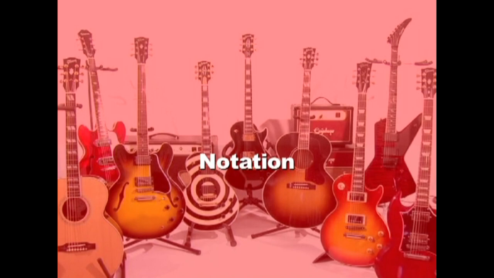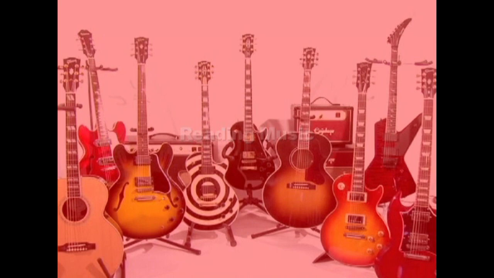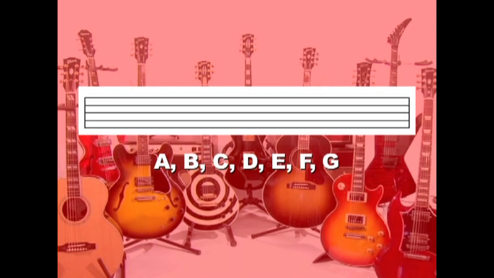Music is traditionally written on a staff. A staff consists of 5 lines and 4 spaces, which represent the different notes on the musical scale. The notes represented on the staff come from our musical alphabet. They are A, B, C, D, E, F, and G. After the G note, the alphabet starts over with A.